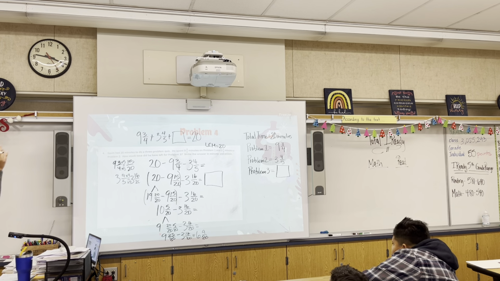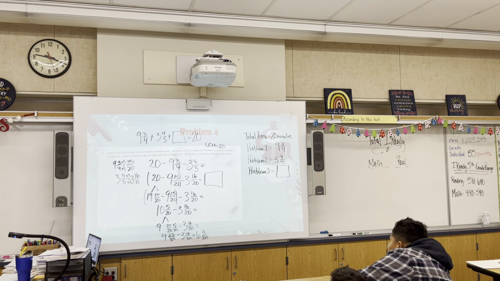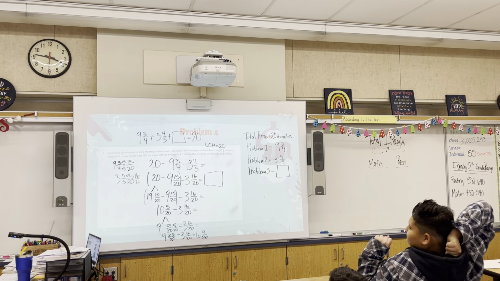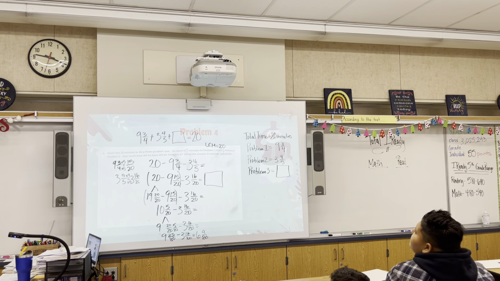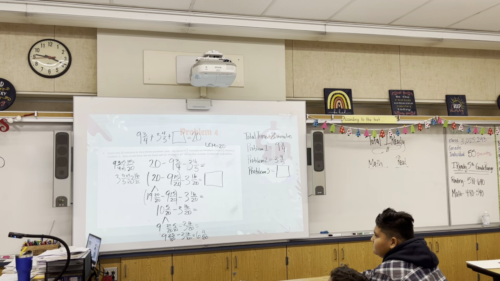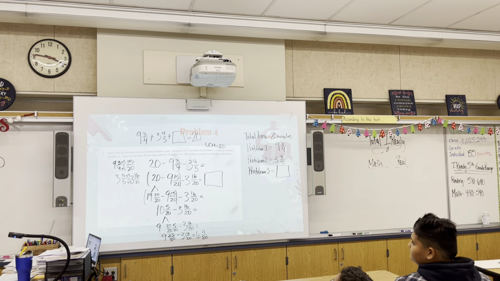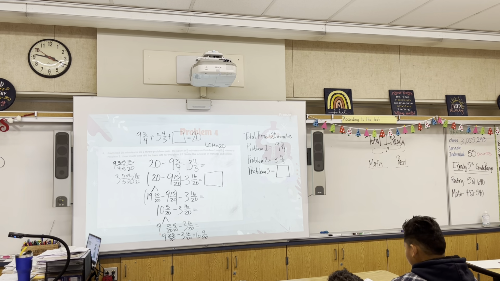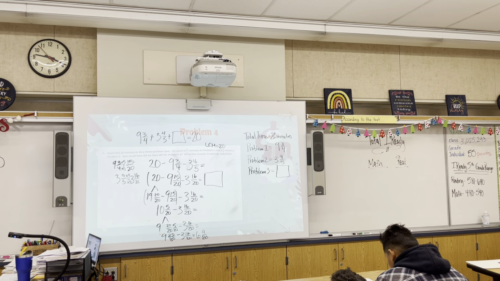What if I was solving it the addition way? So we have 9 and 3/4, right? Plus 3 and 4/5. Is equal to what? 20. Okay. And so we already know that, right? And that's 20? So what do these fractions convert to? 15/20. 9 and 15/20 and 3 and 16/20.